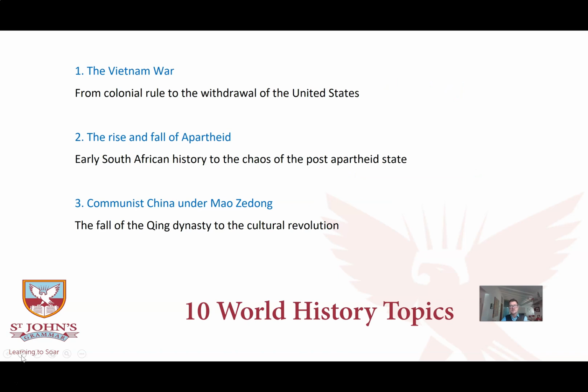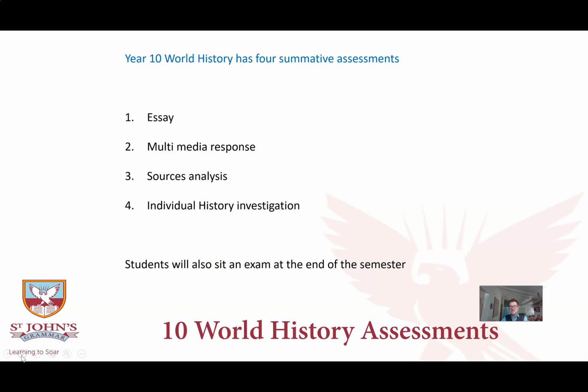The Year 10 students look at the Vietnam War, from colonial rule to the withdrawal of the United States. We then move on to the rise and fall of apartheid, from early South African history right up to the chaos of the post-apartheid state. And we finish with communist China under Mao Zedong, starting with the beginning of Mao's career up until the Cultural Revolution.